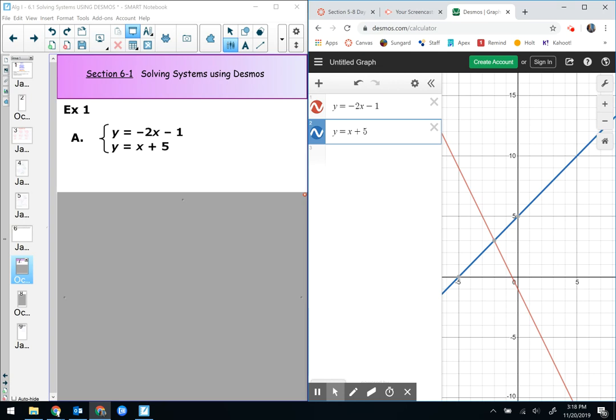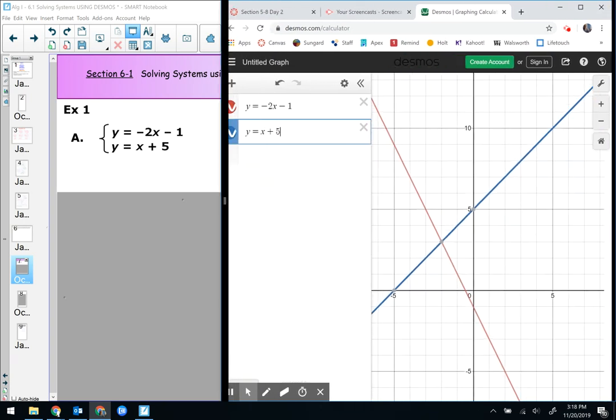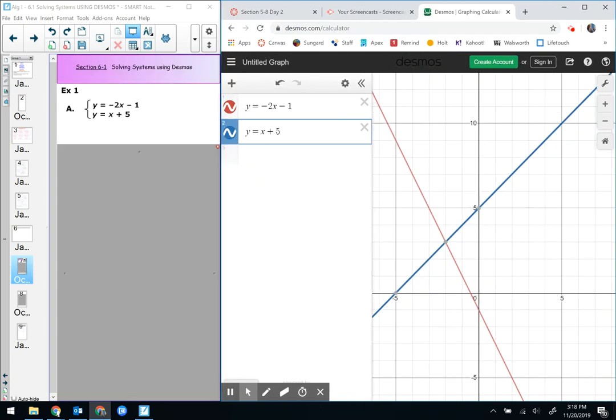Look at this. You can actually see the intersection point. Now, don't forget, this is the calculator that you get to use on your end of course test. Negative 2 comma 3 right there. How nice is that? Guys, I want you to practice using this a lot because this is an awesome tool.